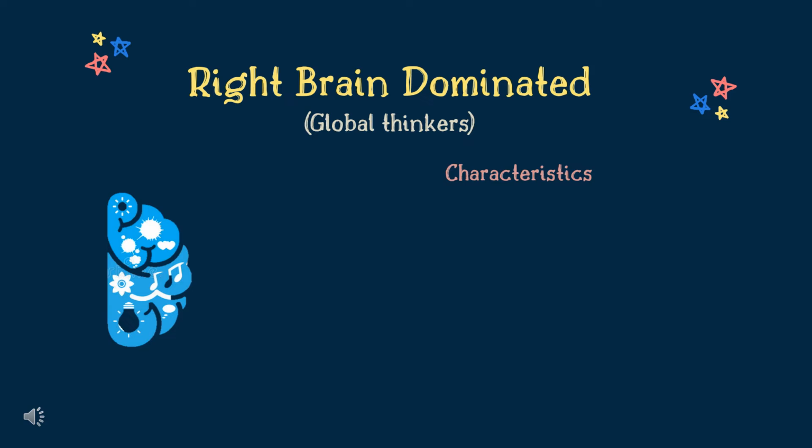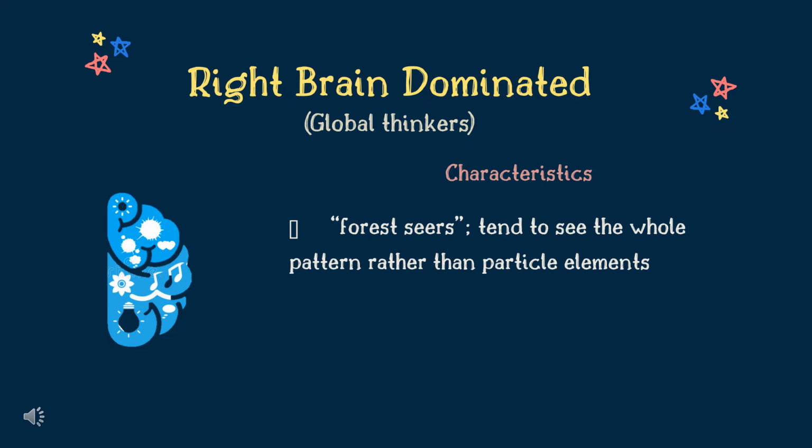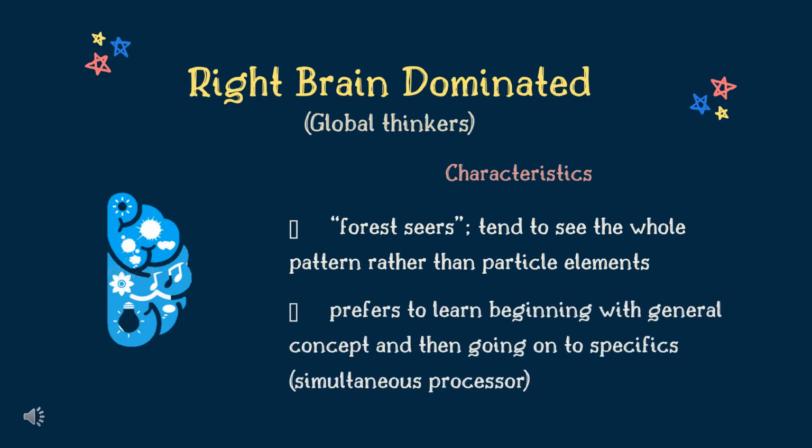Now let's talk about those learners who are right brain dominated, also known as global thinkers. And here are their characteristics. They are also known as seers who tend to see the world in patterns rather than particle elements, and they prefer to learn beginning with general concepts and then going on to specifics, also known as simultaneous processors.